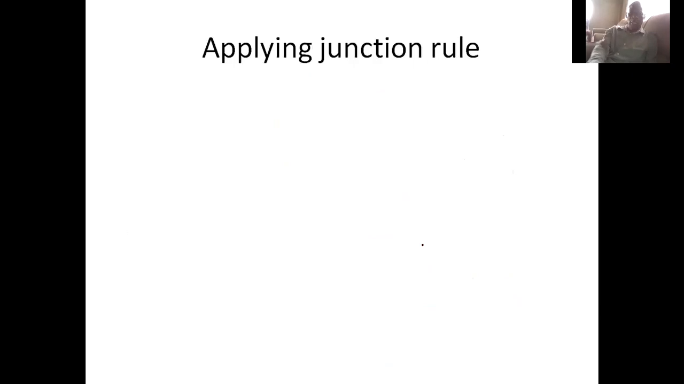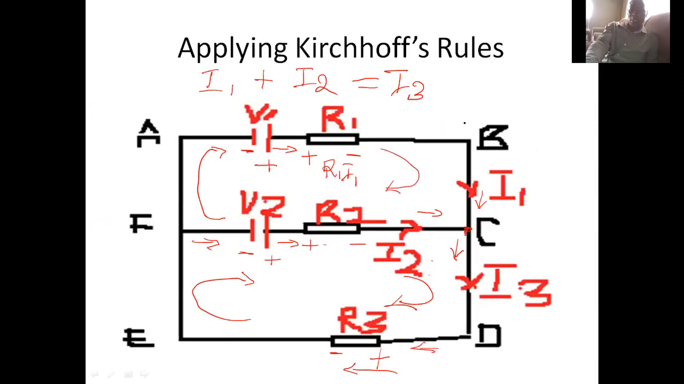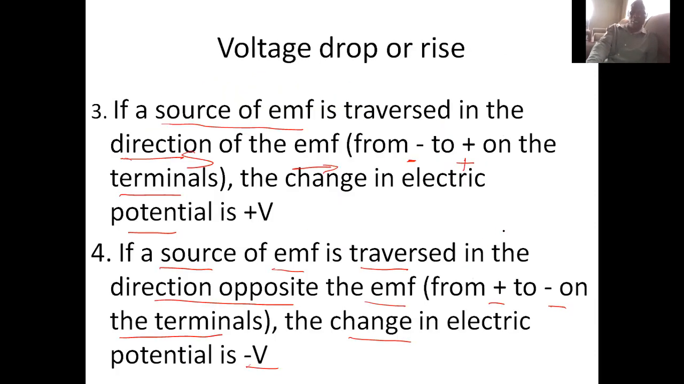And so we have applied the junction rule. Applying the junction rule, as we indicated, current one plus current two gave us current three. When we looked at the junction, we take this junction: the current flowing into this junction is current one, and here the current flowing into the junction is current two, and the current flowing away from the junction is current three. And so, that is basically what it means.